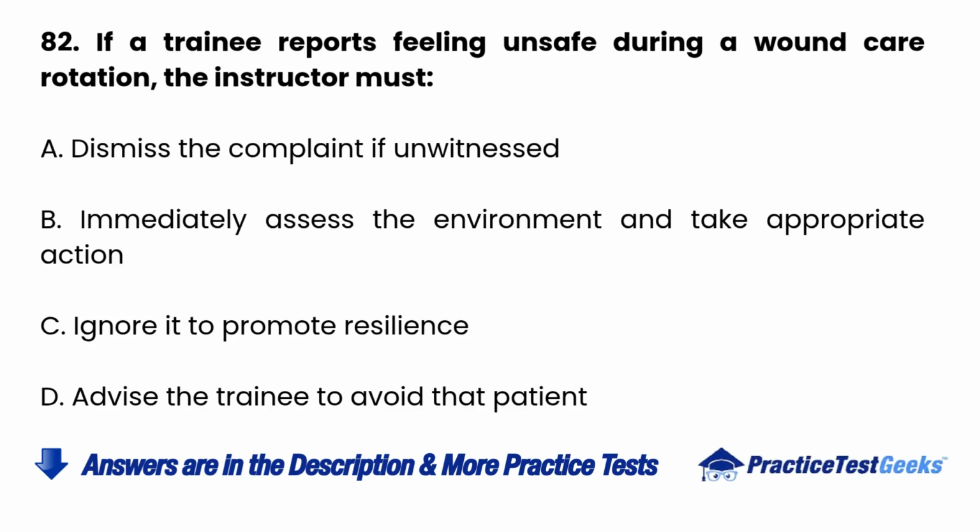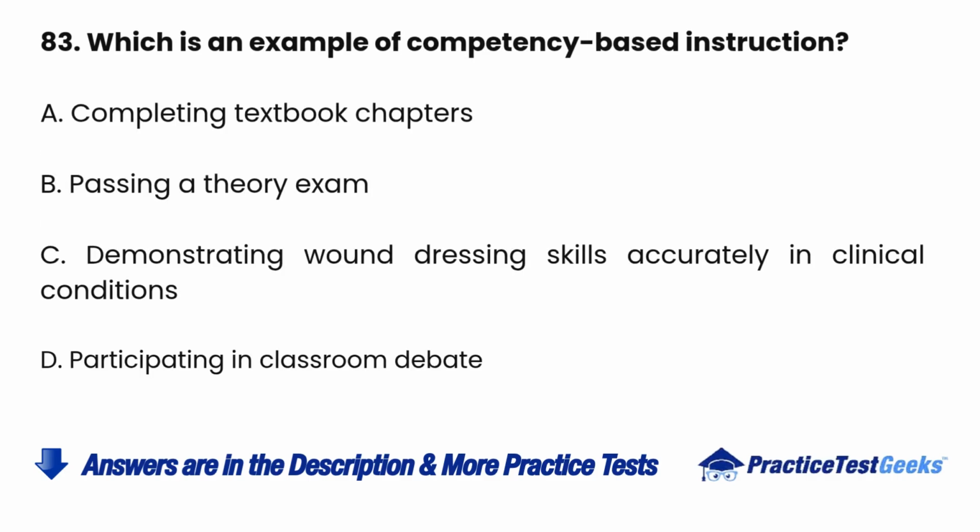82. If a trainee reports feeling unsafe during a wound care rotation, the instructor must A. Dismiss the complaint if unwitnessed. B. Immediately assess the environment and take appropriate action. C. Ignore it to promote resilience. D. Advise the trainee to avoid that patient.